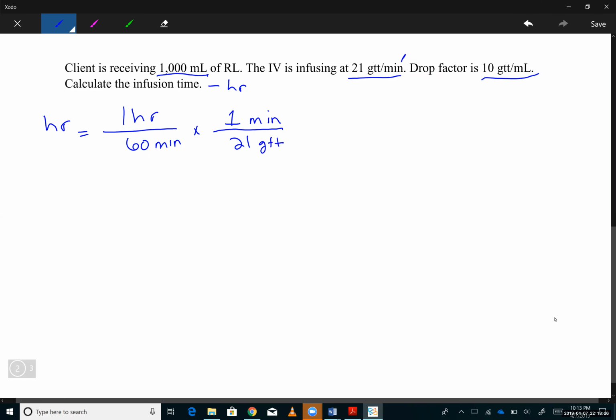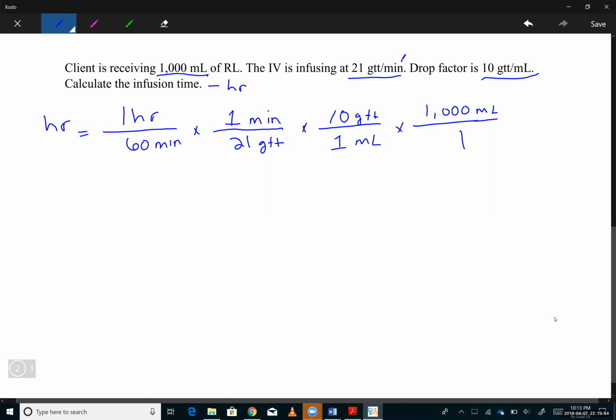Our next fraction needs to have drops in the numerator. So over here we're told that we have 10 drops per milliliter. And then our next fraction needs to have milliliters in the numerator. So we have 1,000 milliliters, and we will place that over 1.